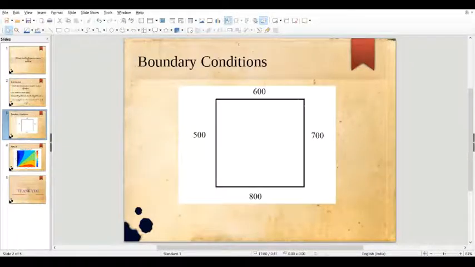The boundary conditions for this problem: the left wall is at 500 degrees centigrade, the top wall is at 600 degrees centigrade, the right is 700 degrees centigrade, and the bottom is 800 degrees centigrade. So let's switch to MATLAB.